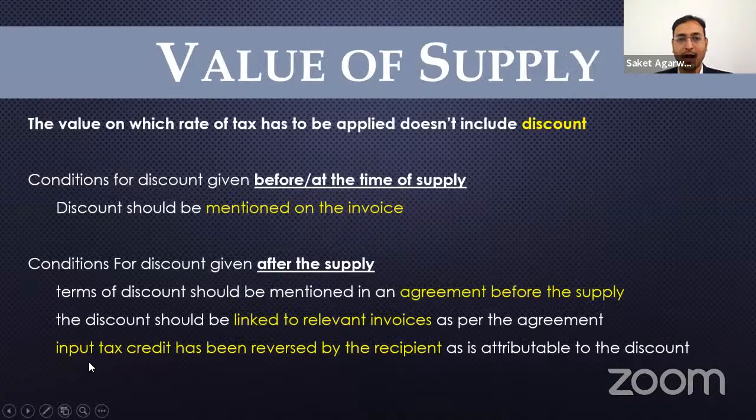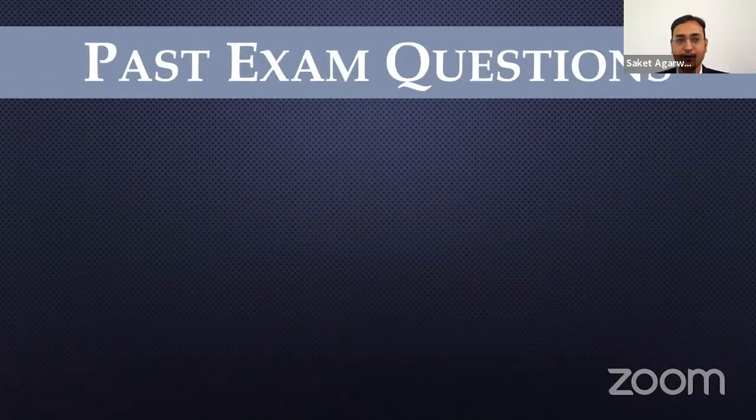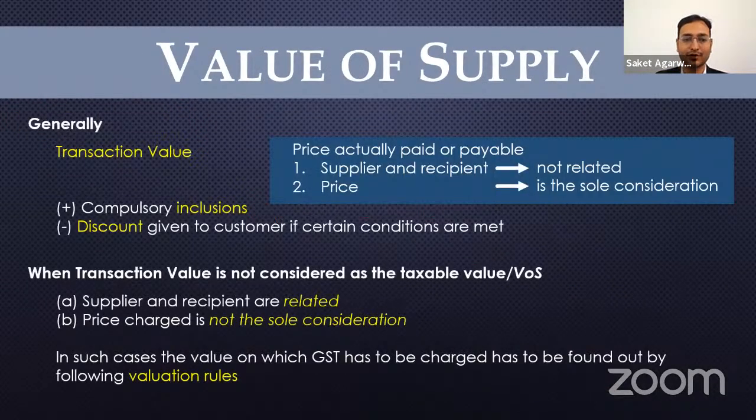Okay. Having done that, now we have covered the first portion of the topic of value of supply. What happens generally? In which situation are we allowed to go for the price mentioned on the invoice? What are the compulsory inclusions? And when are we allowed to minus discount from the invoice? These 3 topics are done. Now let us do 2 past examination questions relating to these 3 topics.